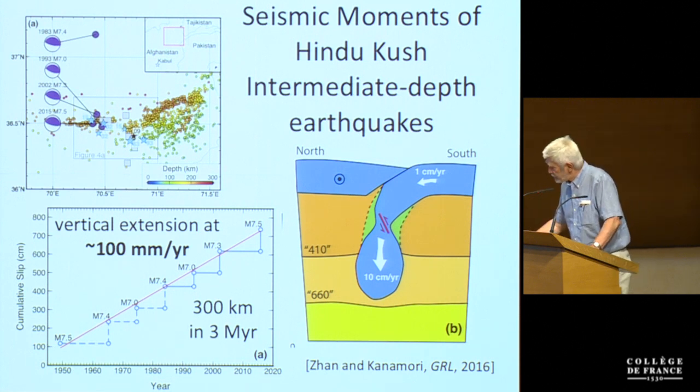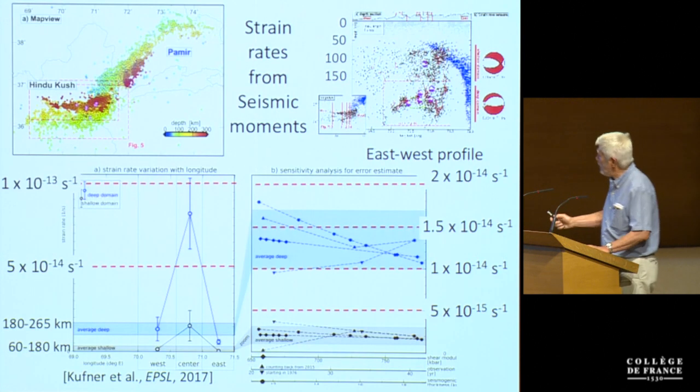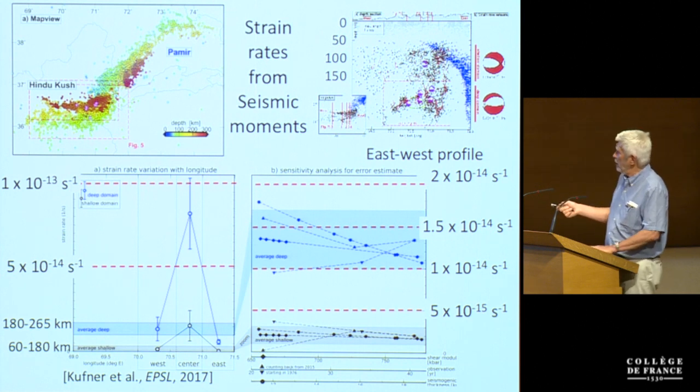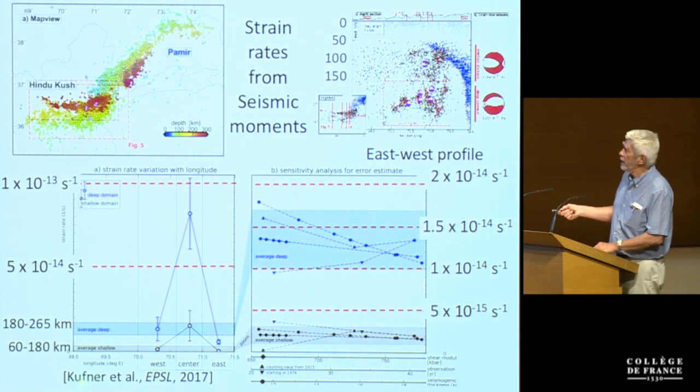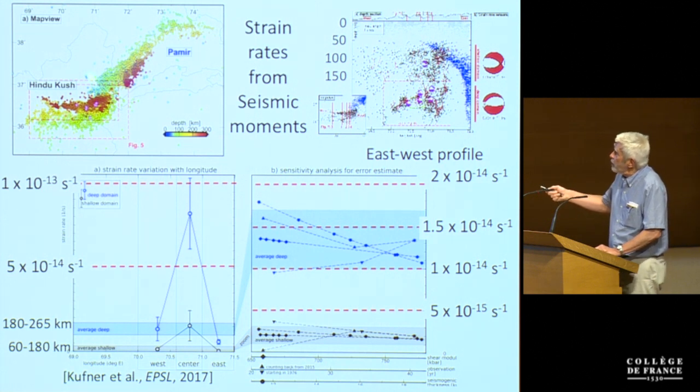A slightly more recent study concluded much the same. This is work by Sophia Katharina Kufner and her colleagues in Germany. I'm going to show only this part. This is the Pamir region of intermediate depth earthquakes. This is the Hindu Kush. These are separate. This is all I want to talk about in here.